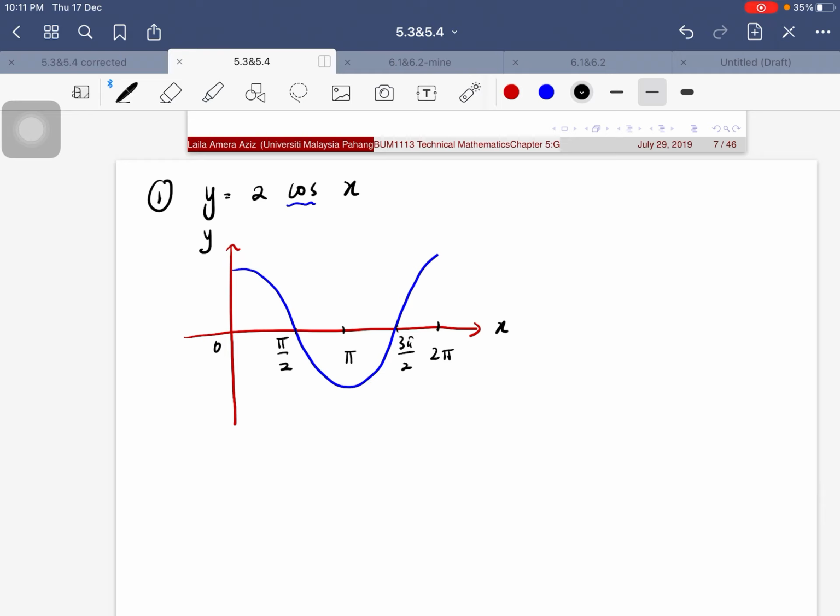And then the only difference will be the a value. For this case, the a value is going to equal 2. So therefore my maximum value is going to be a value of 2, which is going to be right here, and the minimum value, which is going to be somewhere over here, is going to be negative 2. So that is going to be the graph of y equal 2 cos of x.